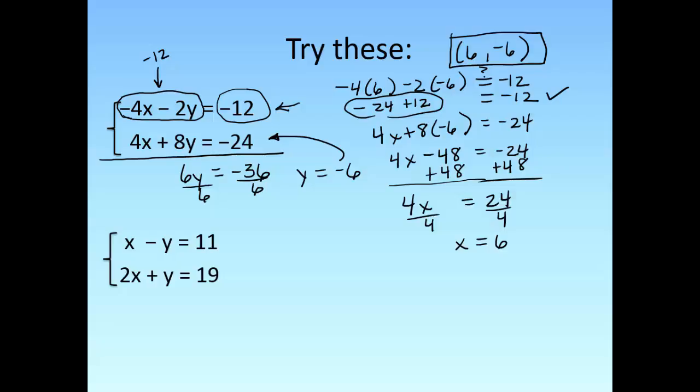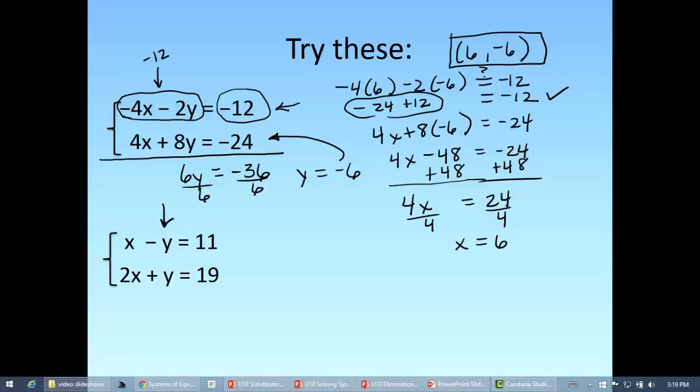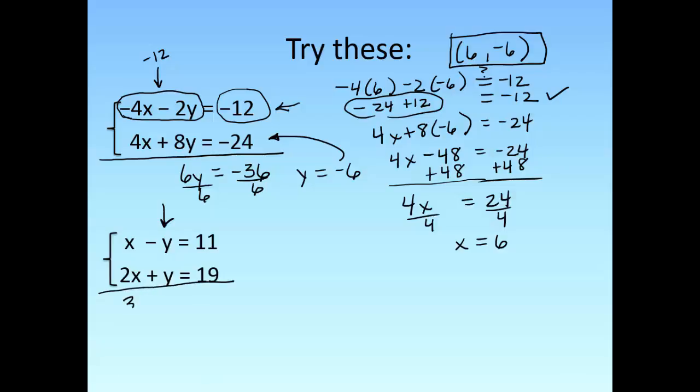When you look at this system, look for the part that tells you elimination method would be better than substitution method. Look at the y's. Notice their coefficients are opposites. We've got positive 1 and negative 1 right there. So I'm going to add the two equations together. I get 3x, and the y's are gone, and on this side we get 30.